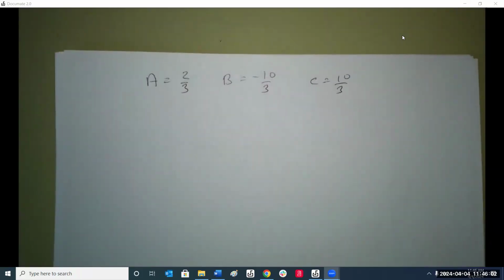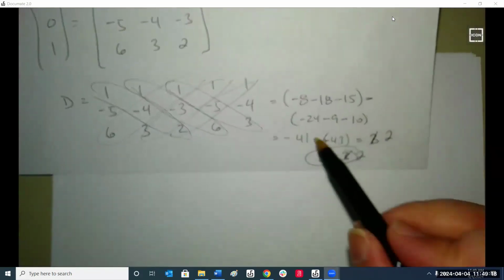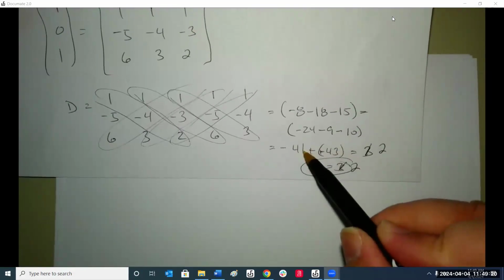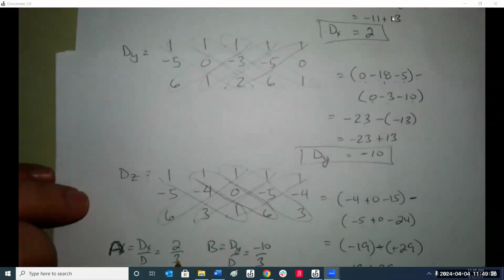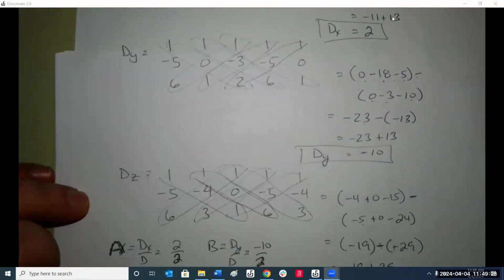Was correct. See it again. Now, checking my work again. 43 minus 41 is not 3, it's 2. So D is 2.